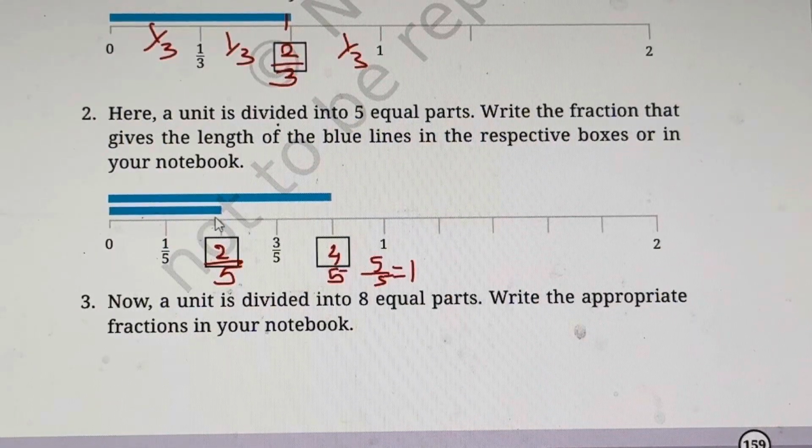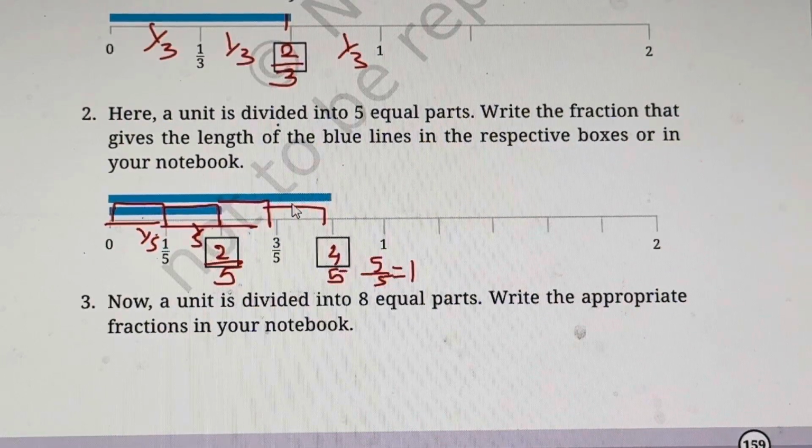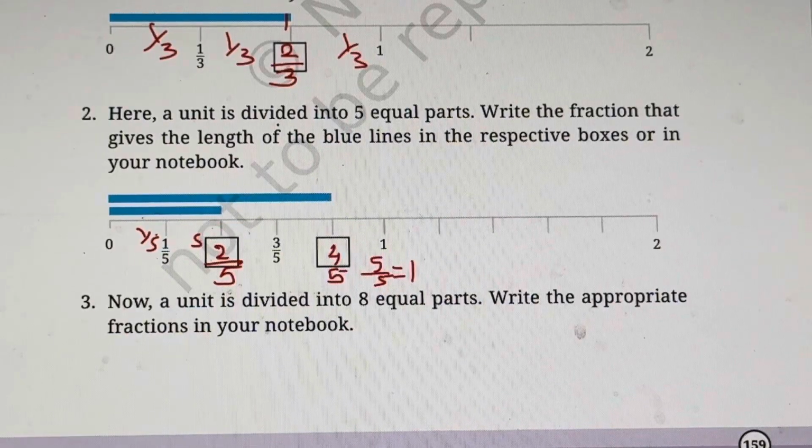So the first smaller blue line represents 2/5. You can see that 2 times 1/5. This is 1/5, this is 1/5. Right? And this is representing 4 times 1/5. 1, 2, 3, 4. 4 times 1/5. So you can write it as 4 times 1/5 or you can write it as 4/5, whichever way you want to write it.